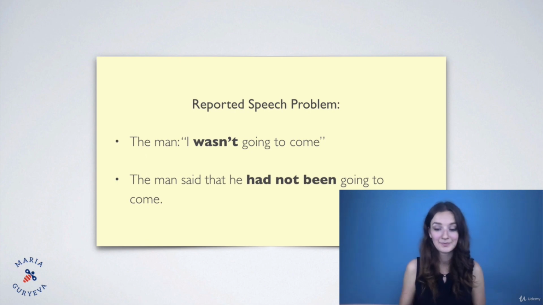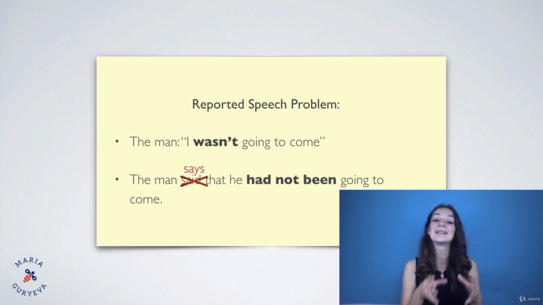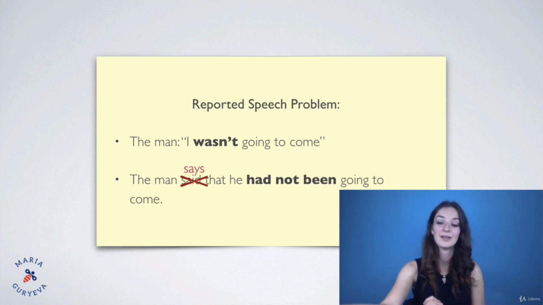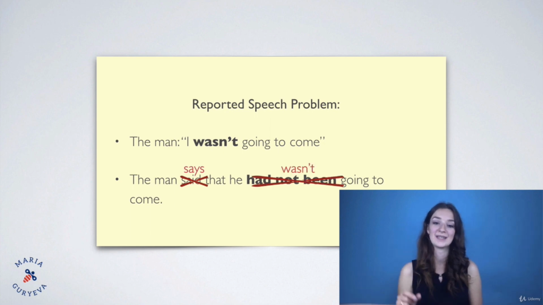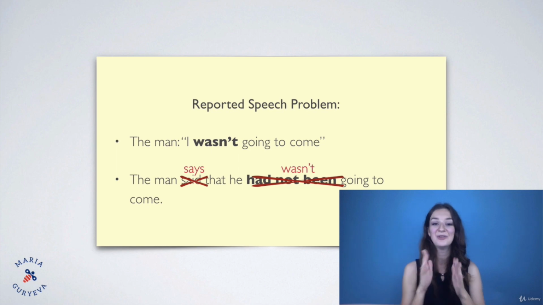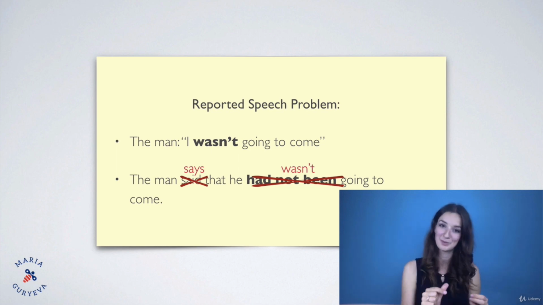So here's what we do. Instead of saying the man said, we're going to say the man says. So we're going to say everything in present simple. If we say the man says instead of the man said, then we do not have to struggle with the reported speech problem. We can just say it the way it was in the dialogue. We're going to say wasn't. The man says that he wasn't going to come. So we don't have to worry about any reported speech problem at all. It's all going to be great if you just say says in present simple.